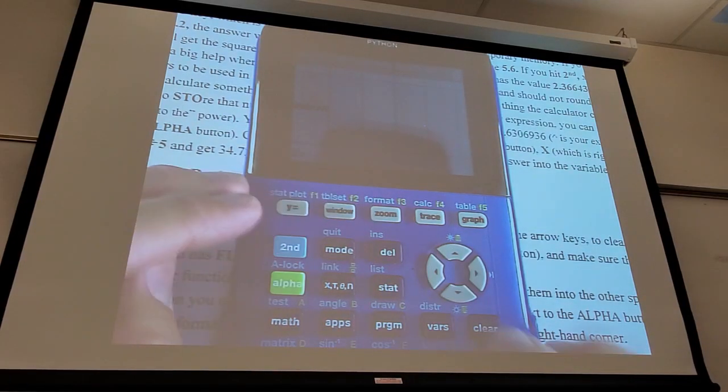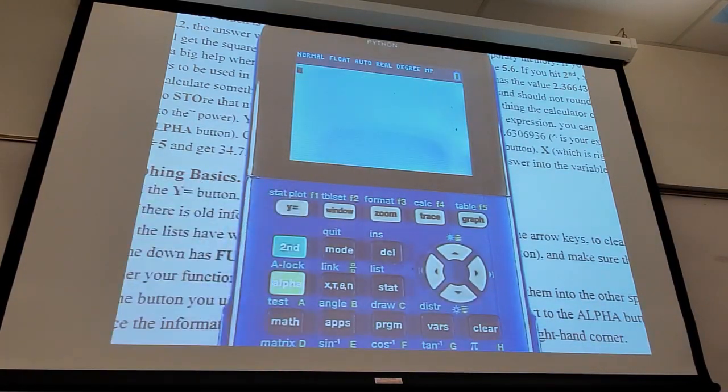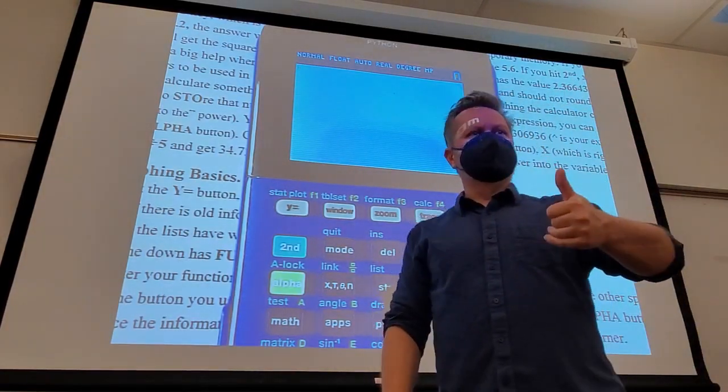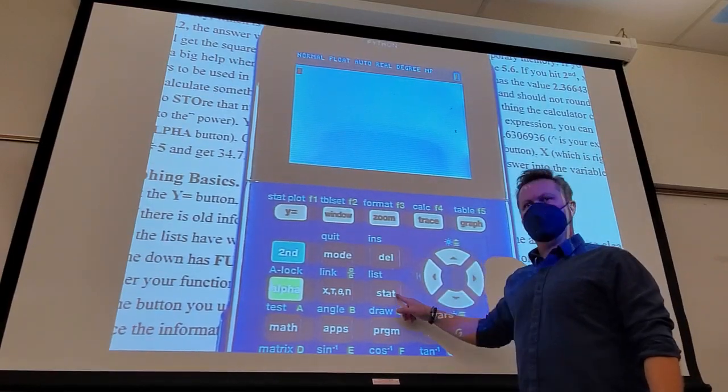Now of course, if you're in statistics, which button on here, besides the on button, is the most important? Probably the stat button, right?